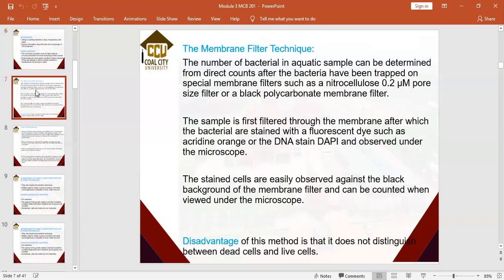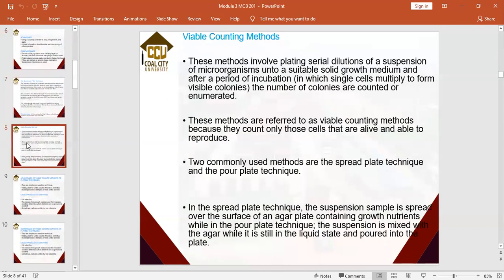Now we talk about another method of counting, which is the membrane filter. You can visualize it as a sieve with pores of 0.2 micrometer. When you pour the liquid, especially liquid samples, it helps to filter and count the cells. Next is the viable counting method, which you use to count the viable cells.